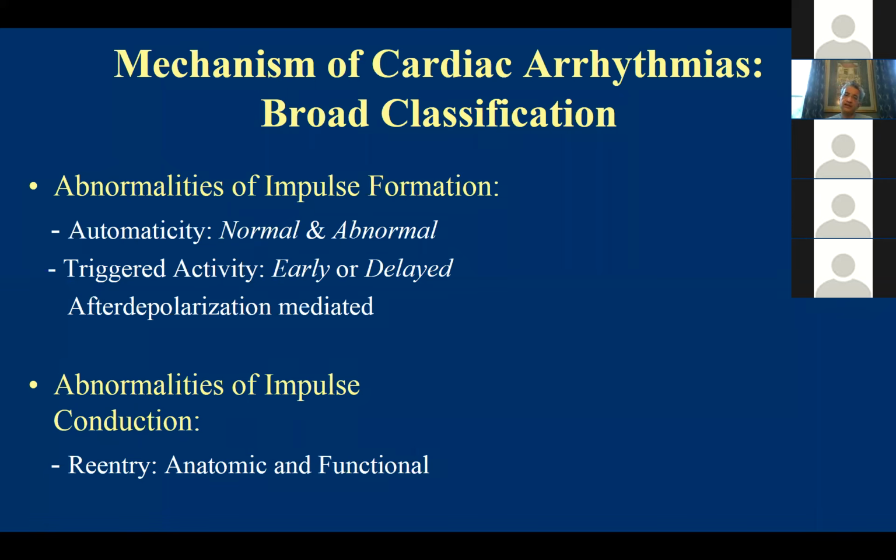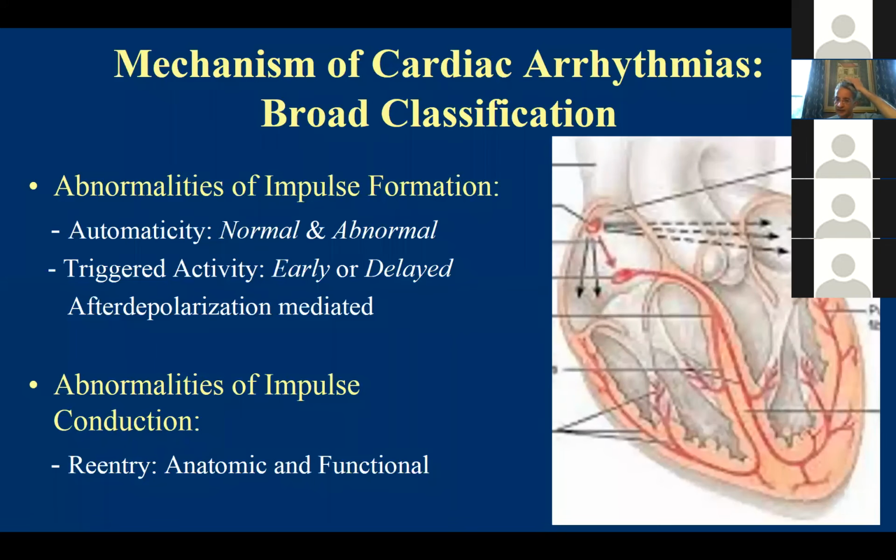So there are the abnormalities of impulse formation, and those can be either abnormal automaticity or triggered activity. And then, of course, the second category of arrhythmogenesis is abnormalities of impulse conduction, which is another way to basically define re-entry, how the impulse moves from point A to point B. So when you think about the papillary muscles and the Purkinje potentials and the Purkinje network within them, you can see how all of these mechanisms can potentially happen for the arrhythmias that arise from these structures.